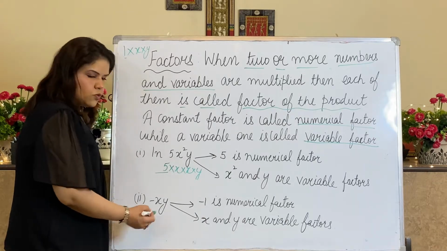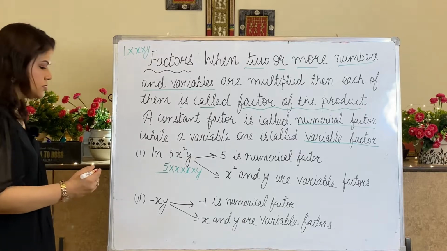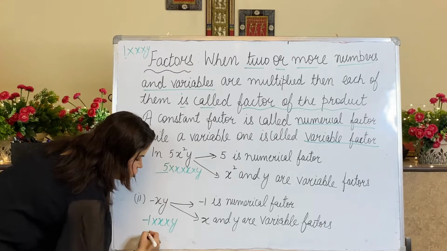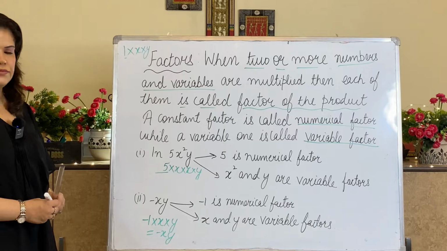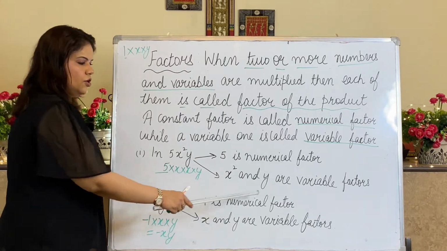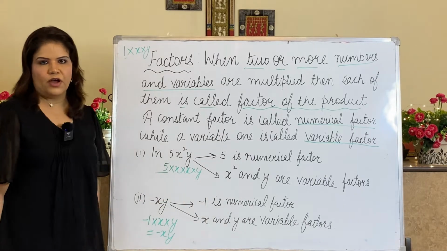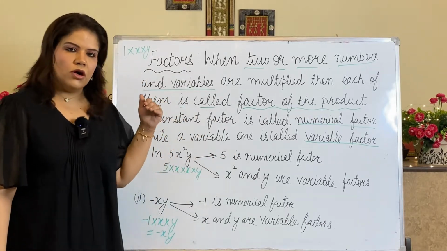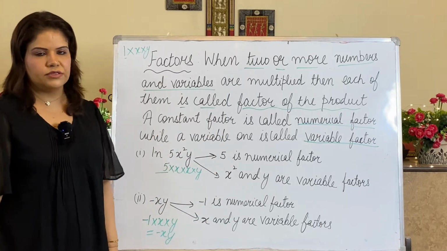In minus xy, we don't see a numerical factor written, because minus 1 into x into y in algebra can be written as minus xy. So here minus 1 is a numerical factor and x and y are variable factors. So we have two types of factors in algebra. Constant terms are numerical factors, variable ones are called variable factors.